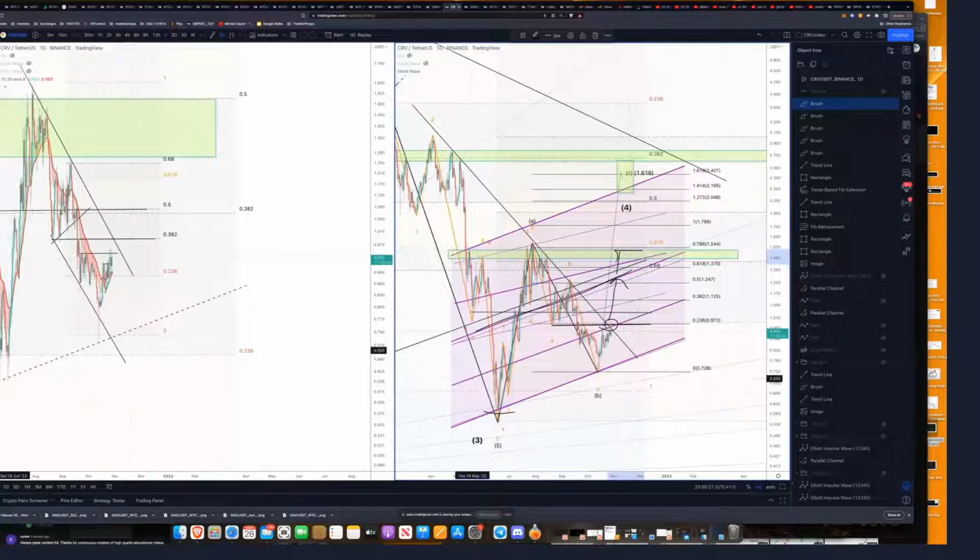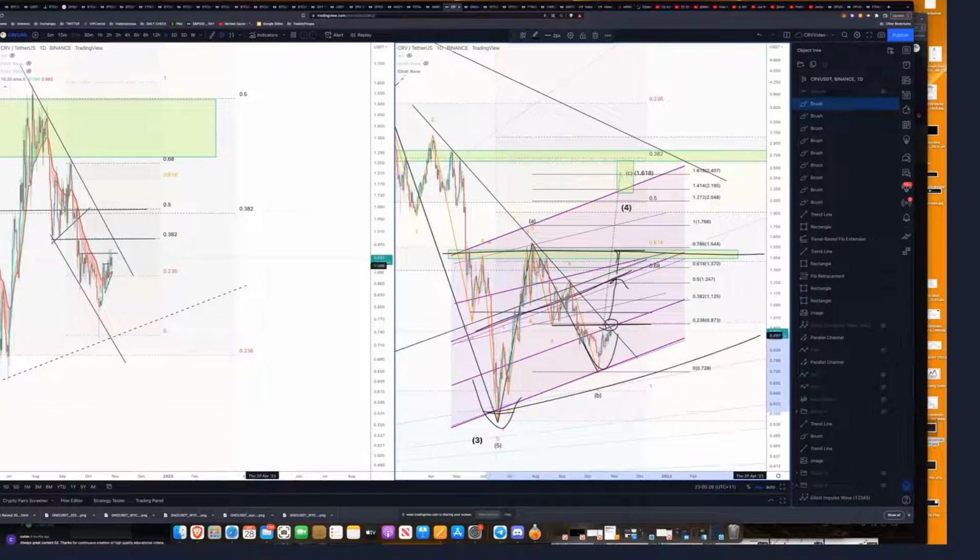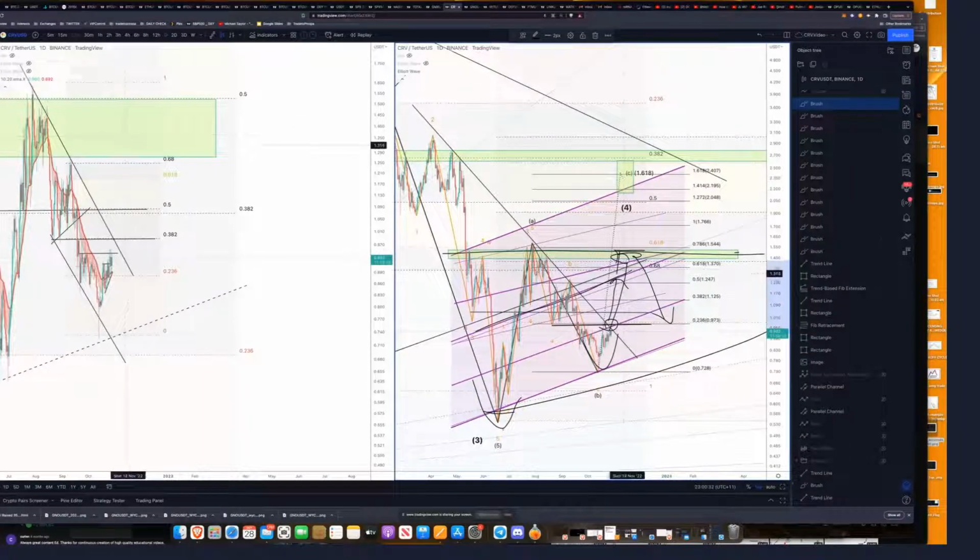But this looks like a nice reversal structure in the making, like a triangle, doesn't it? But it could get rejected and back down again. But that's a good gain, potentially.